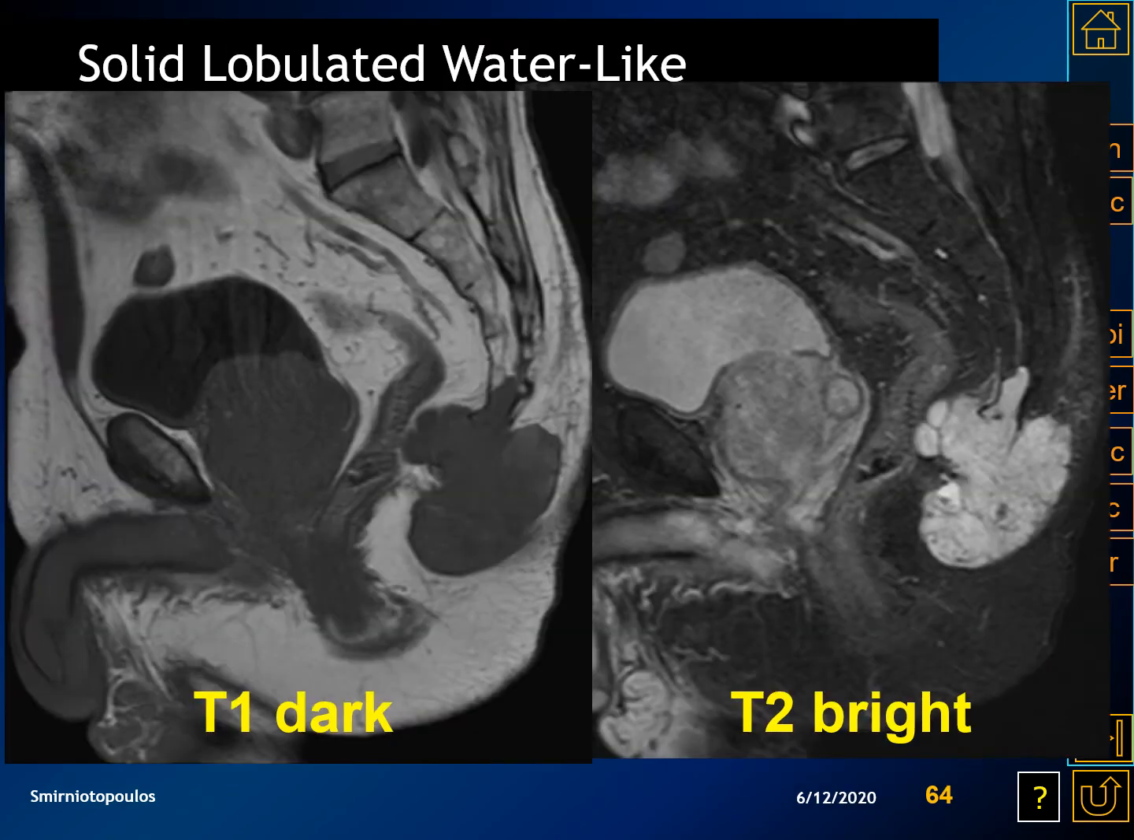Paired images T1 and T2 show the typical appearance of a water-like signal being relatively dark on the T1 weighted image and relatively bright on the T2 weighted image. The location of the lesion and the lobulated contour are very consistent with the lesion being a chordoma.